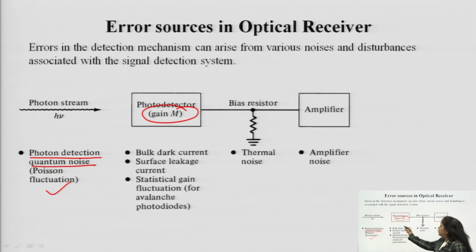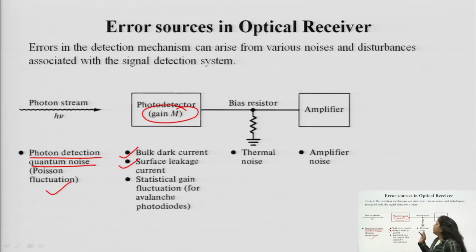Then when this photon stream reaches the photodetector, it can encounter the bulk dark current. I think it is already known to you what is dark current. When no signal is given to the photodetector, but it is transmitting some sort of electrical signal, then it is called the dark current. Again, when no photon is incident on the photodetector, but it is transmitting some sort of electrical signal, it is called the dark current.